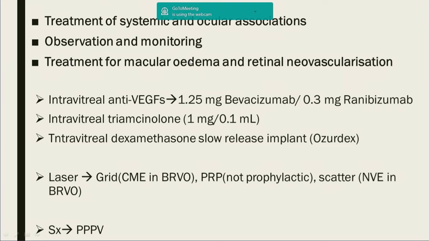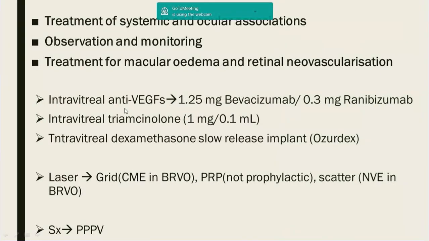And if macular edema is present, you need to treat it. If retinal neovascularization is present, you need to treat it. So how do you treat the neovascularization? Like I said, VEGF production will cause neovascularization. You need to give them anti-VEGF agents like bevacizumab or ranibizumab, which can be given intravitreally. That is, you inject into the eye. And intravitreal steroids. Steroids are also effective in curtailing the neovascularization, so you can give steroids.